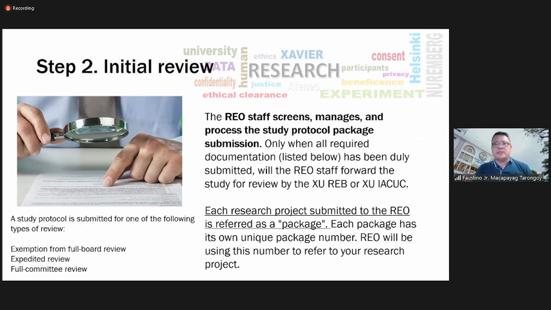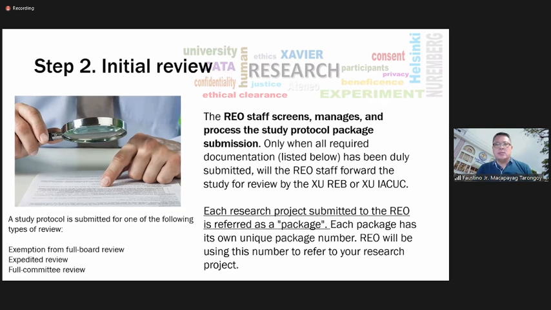Then the process of initial review starts, no? Once the REO determines the category, it is sent to the reviewers themselves. Your proposal is going to be treated as a package. Each proposal receives a package number, and that is your identifier, no? For any correspondence to follow up the state of your proposal, you need to always cite your package number. That is for easy referral.